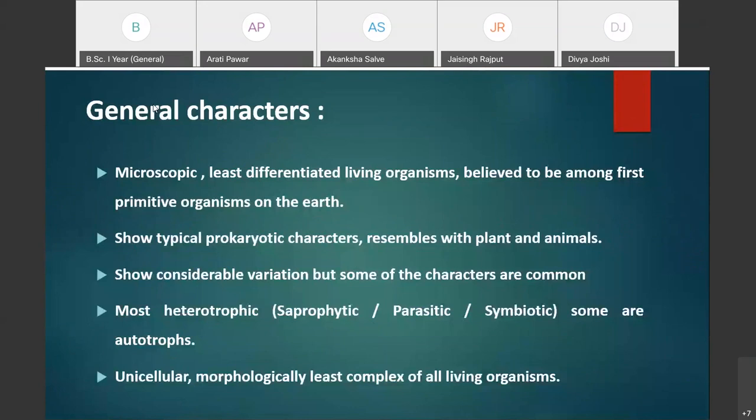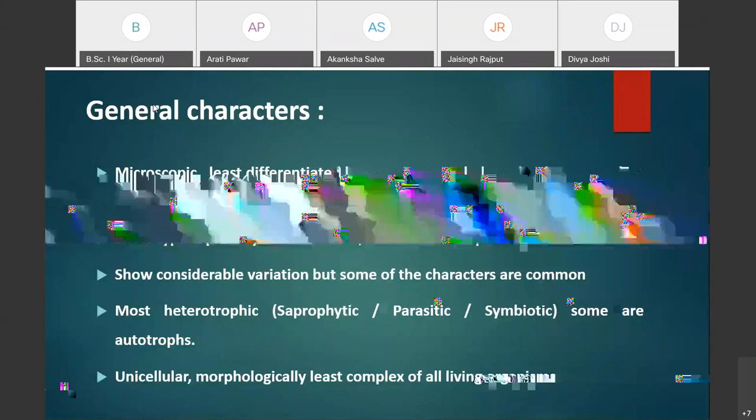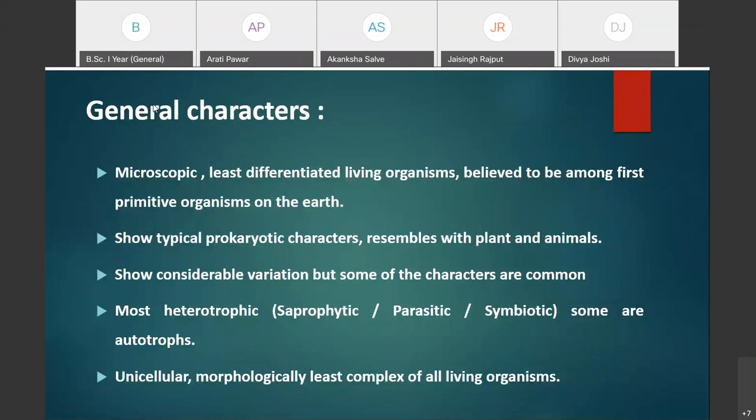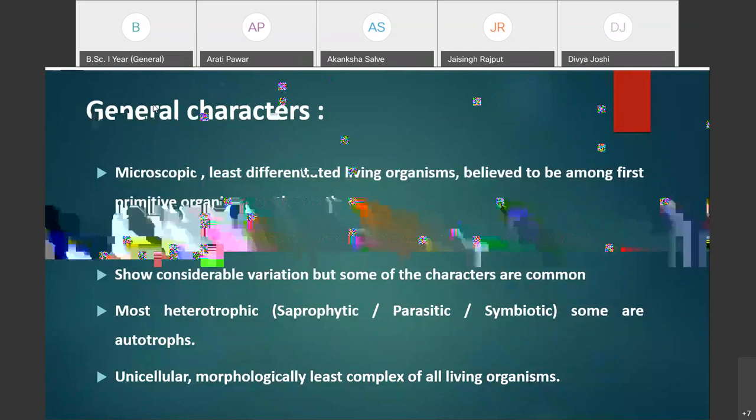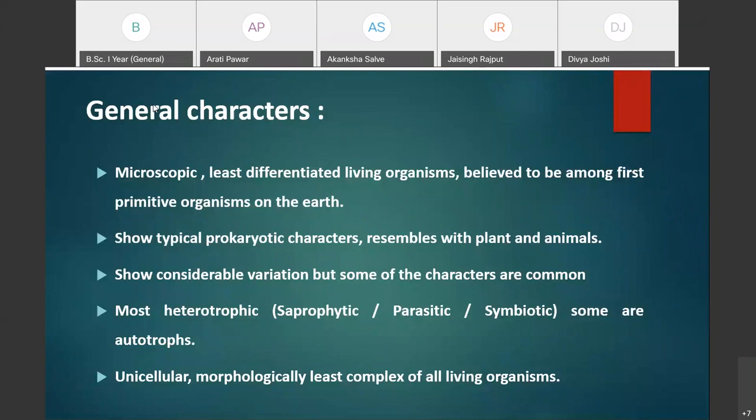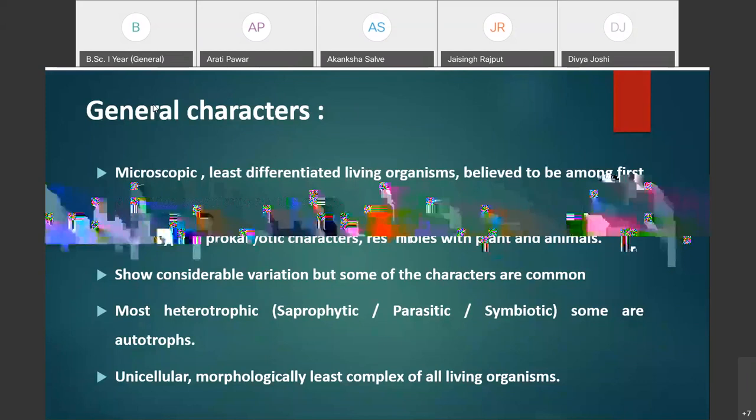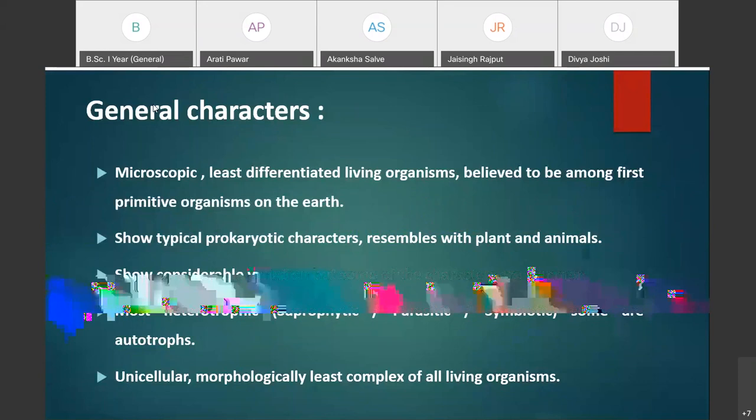Okay, for example, the classic example of the symbiotic association of bacteria is with the legume plant, the plants which belong to the legume family. In these legumes, there are nodules on the root. And in these nodules, there is a certain type of bacteria which have the capacity to fix nitrogen, playing an important role in nitrogen fixation.